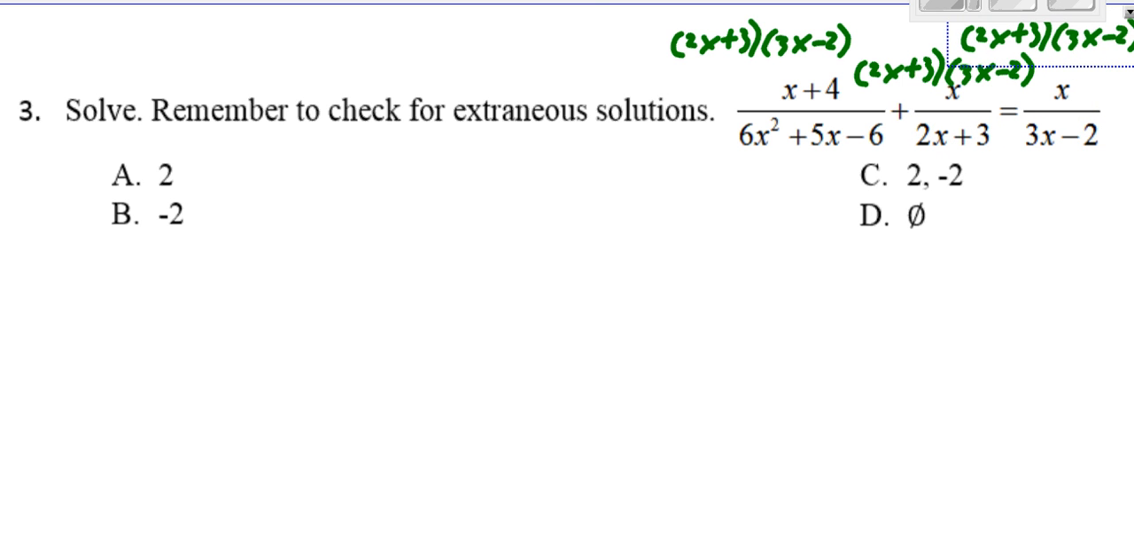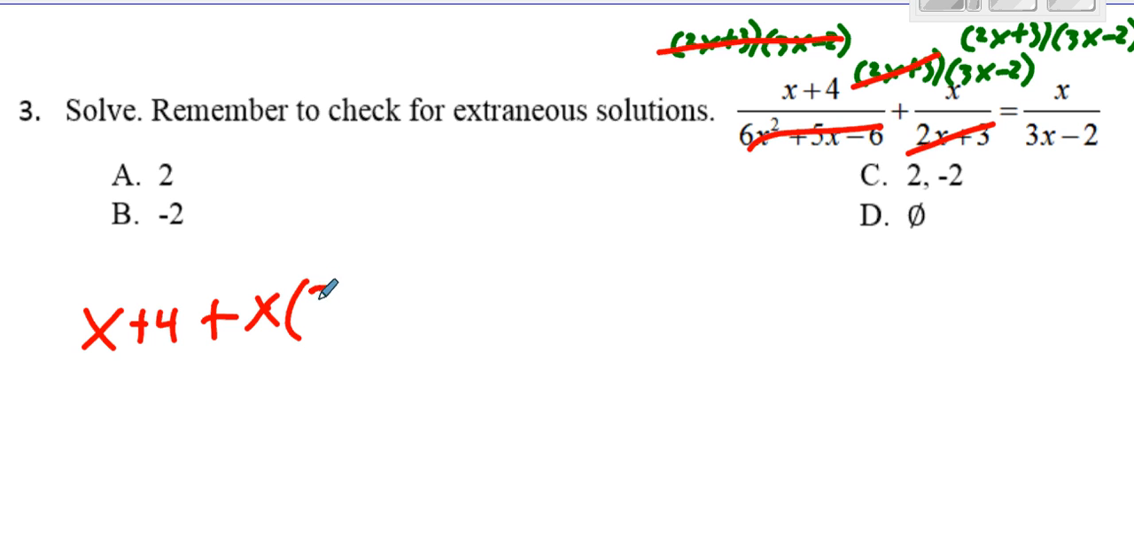So you multiply it to all three parts of the fraction. When you do that, you can cancel out whatever will cancel. So you multiply those together, that equals that denominator. So that's all gone. You just get x plus 4. When you cancel out here, the 2x plus 3 cancels. So we have x times 3x minus 2. And then the 3x minus 2 cancels here. So you have x times 2x plus 3.